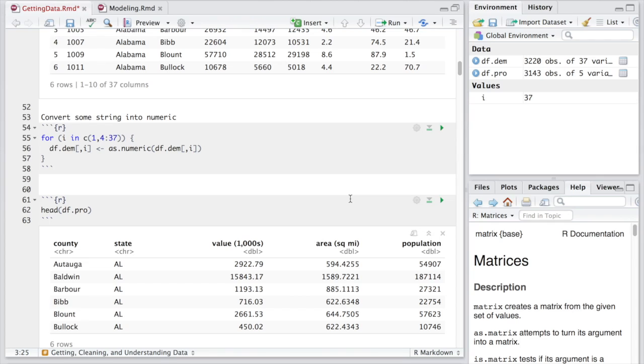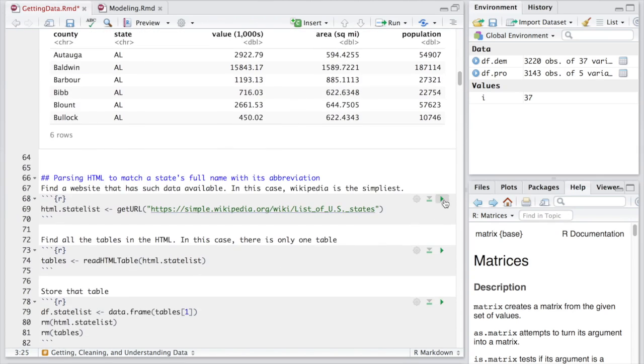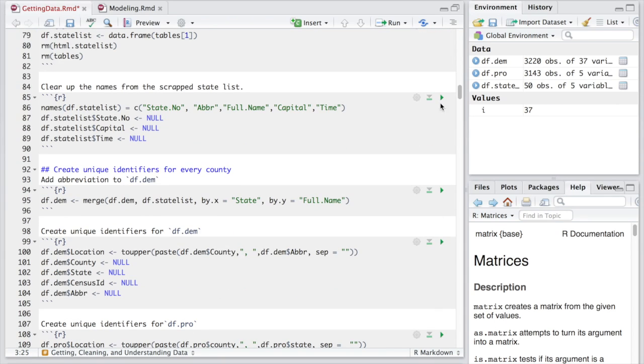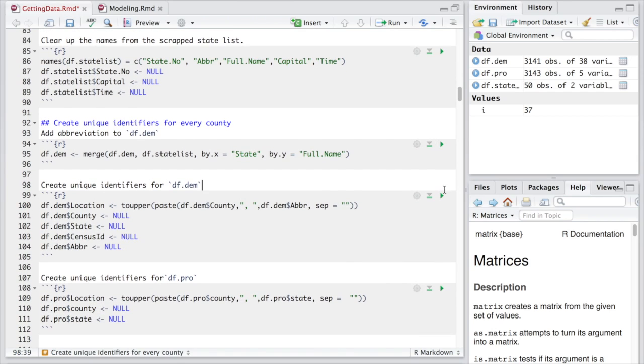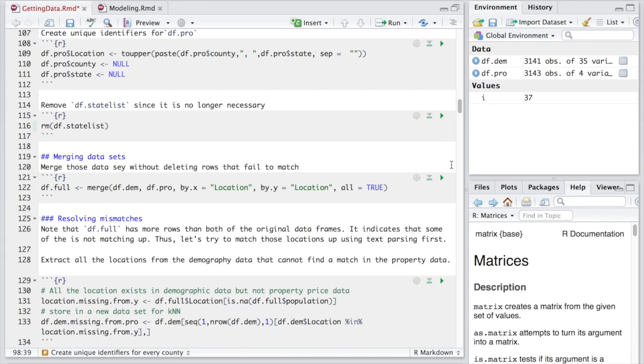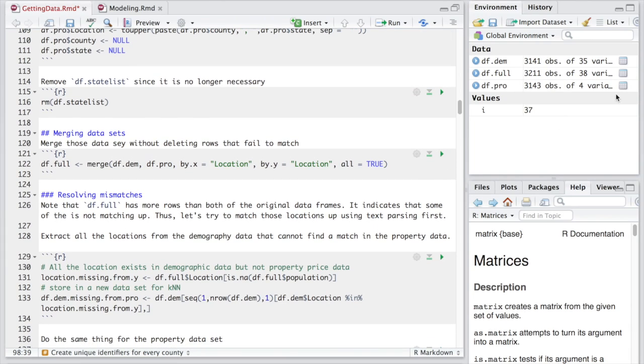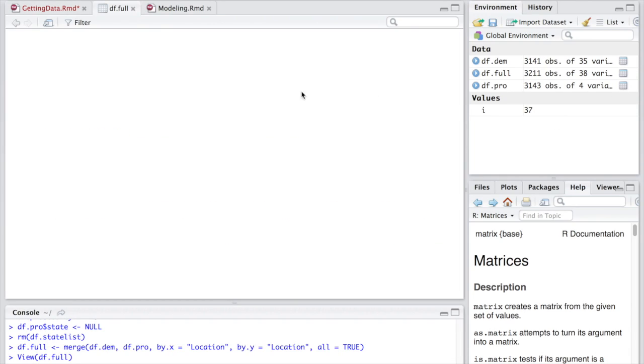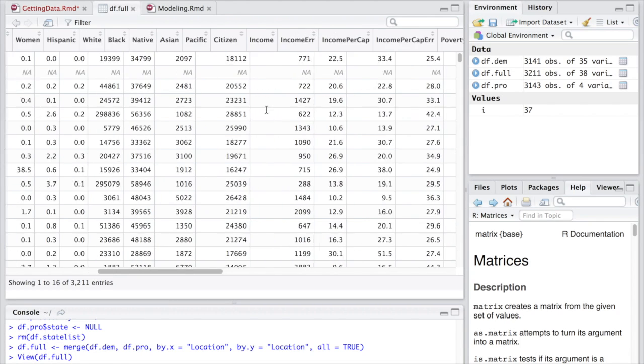Now, I realize that one data frame is using the state's full name, but the other data frame is using the state's abbreviations. So I found a list of US states on Wikipedia, and it has all the information I need. So I scraped the table from this HTML file, and then used the information in it to merge my original datasets. Now I have one single table.